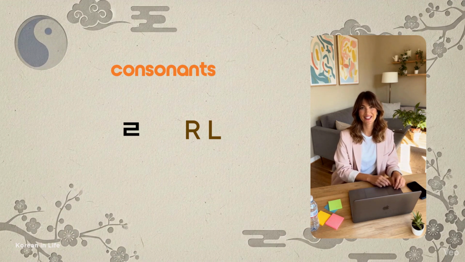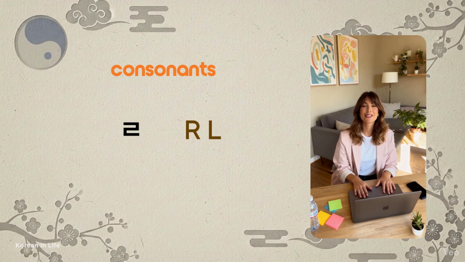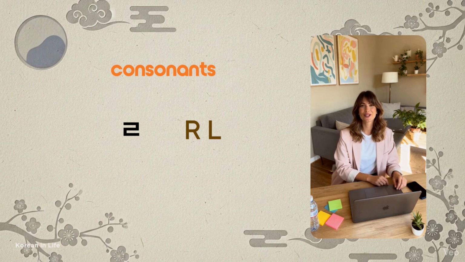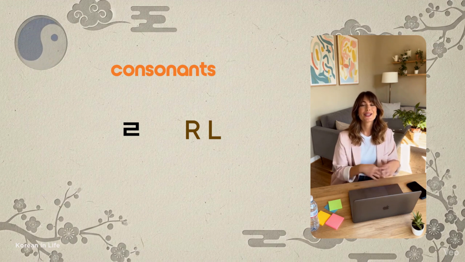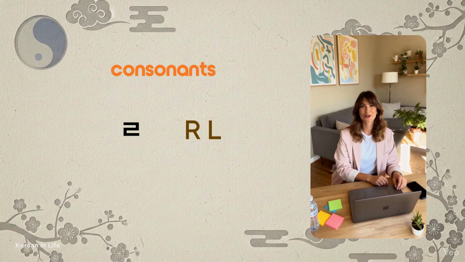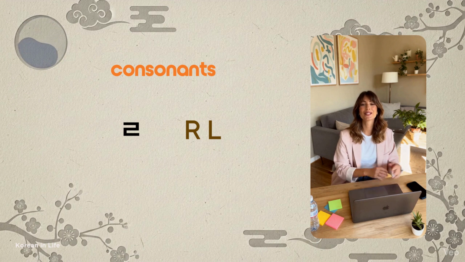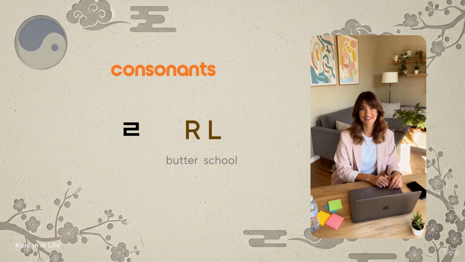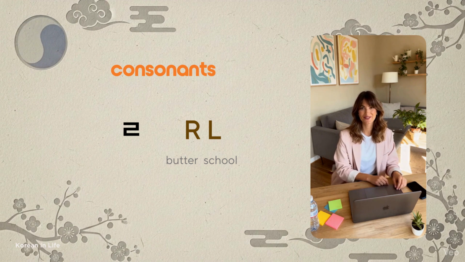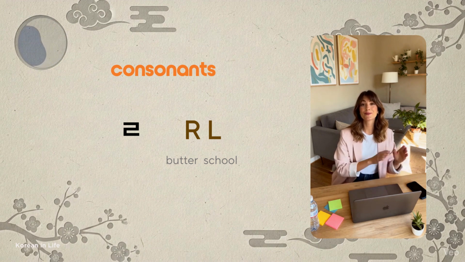This is Rieul, R. It's a bit special. At the start, it's a sound between an R and an L. It's a light flap of the tongue, similar to the TT sound in the American pronunciation of butter. But when it comes at the end, it's a clear L sound, like in school.